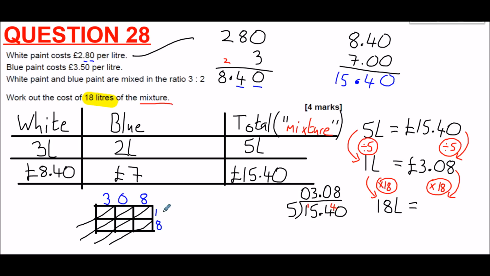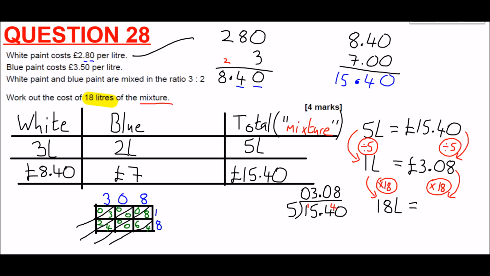So £3.08 times 18. 8 times 1 would be 8. So you put 0 in this top box, 8 in the bottom box. 8 times 8 is 64. So 6 and 4 in the bottom box. 0 multiplied by anything is always going to be 0. So this middle column just filled with zeros is easy. Finally, 3 times 1 is 3. And this final box, 3 times 8 is 24.